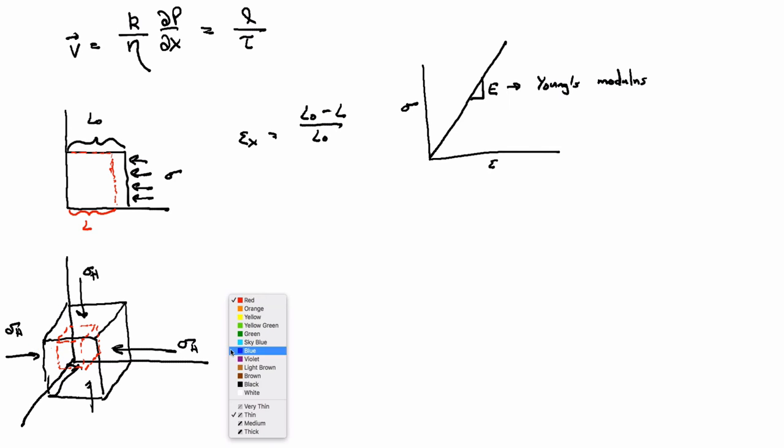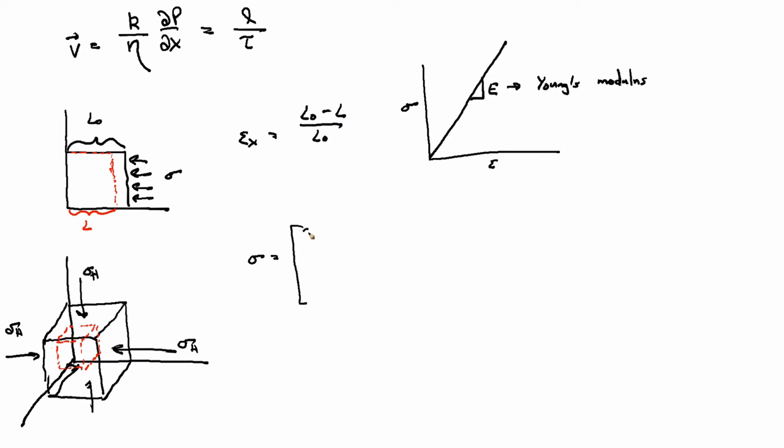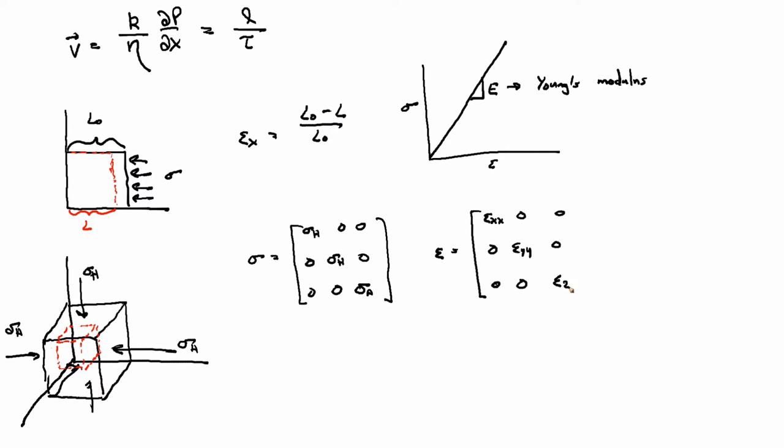And since now we're talking about something three-dimensional, we have a tensor, right? So our stress tensor is equal to sigma H, 0, 0; 0, sigma H, 0; 0, 0, sigma H, because I'm only applying normal stresses, right? There's no shear stresses. And then my strain tensor would be like epsilon XX, 0, 0; 0, epsilon YY, 0; 0, 0, epsilon ZZ.